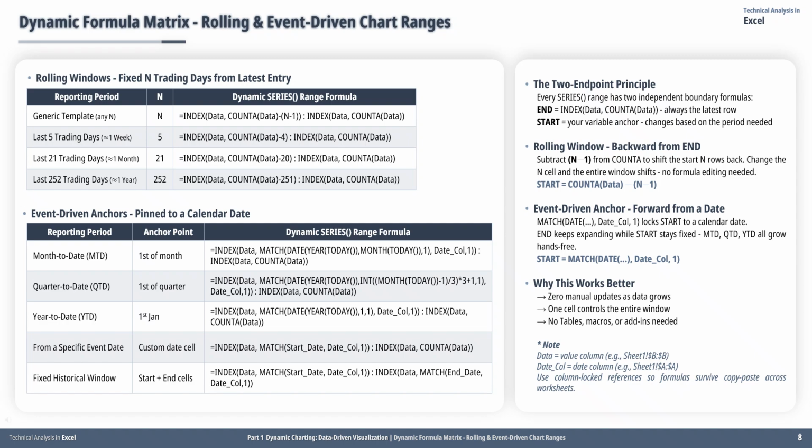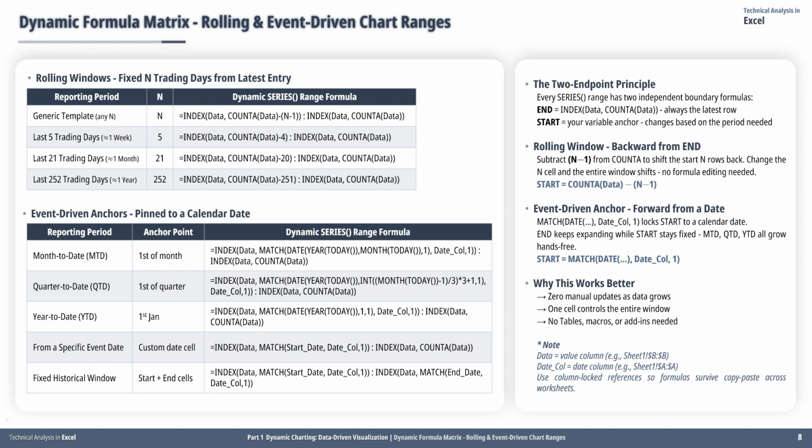There are two ways to define the start. Rolling windows use arithmetic. Subtract n-1 from COUNTA to shift the start exactly n rows back from the most recent entry. For the last 5 trading days, subtract 4. For the last 20 trading days, subtract 19. For the last 252 trading days, which is approximately 1 year of trading data, subtract 251. Change the n value and the entire window shifts instantly, with no formula editing in the chart itself.